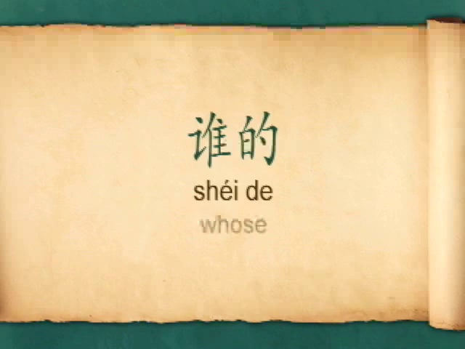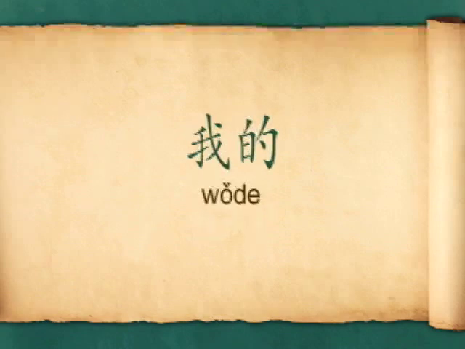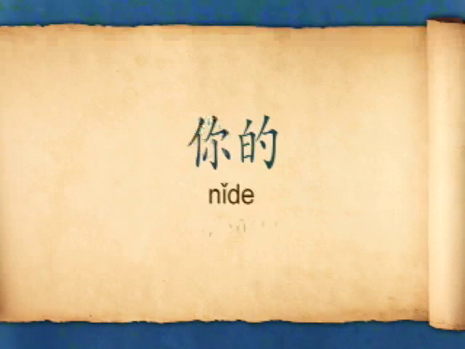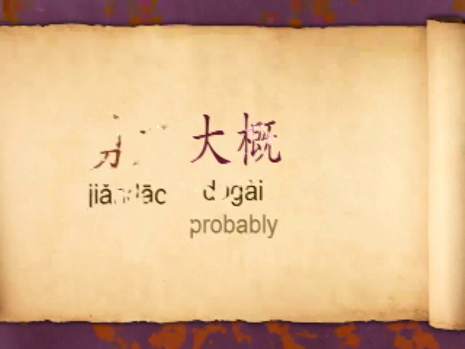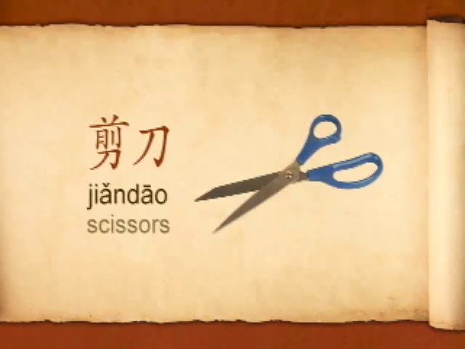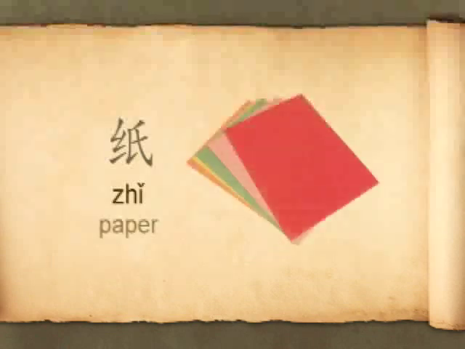You added to your vocabulary the words 谁的 whose, 我的 my or mine, 你的 your or yours, 大概 probably, 剪刀 scissors and 纸 paper. Now I want you to answer some questions. The goal is to see if you can name some items and tell me who owns them. Listen to the question, 同学们, then answer me in a complete sentence. Keep in mind the sentence patterns we've studied.